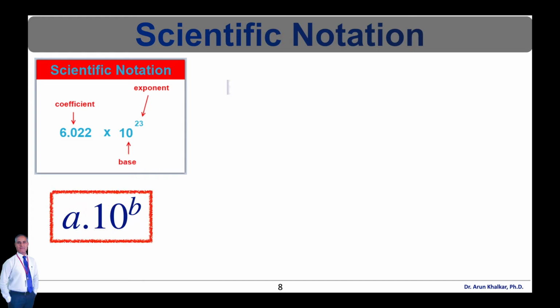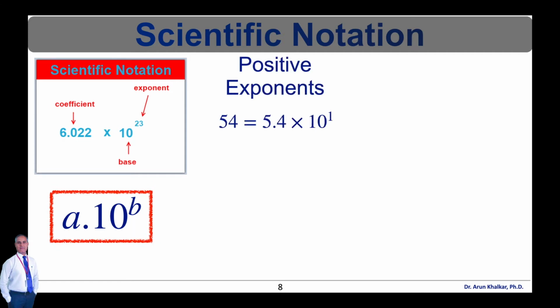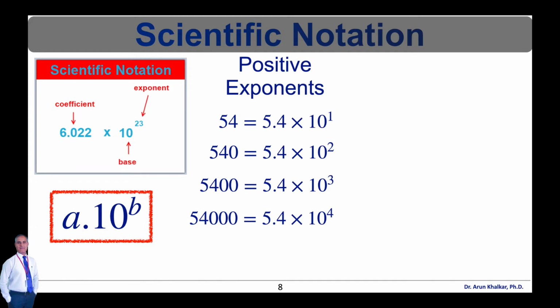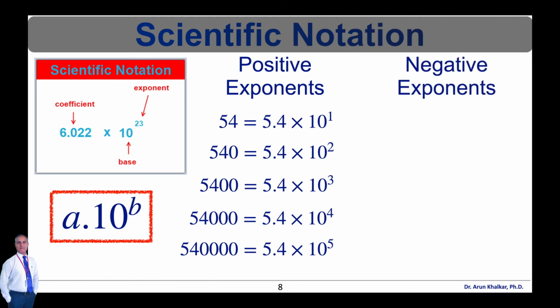Now let's see the positive exponent. Here is one example. 54 is equal to 5.4 times 10 raised to 1. We can write this in this form also. Similarly, 540 is equal to 5.4 times 10 raised to 2. 5400 is equal to 5.4 times 10 raised to 3. 54,000 is equal to 5.4 times 10 raised to 4. And 540,000 we can write as 5.4 times 10 raised to 5. So this is about the positive exponent.